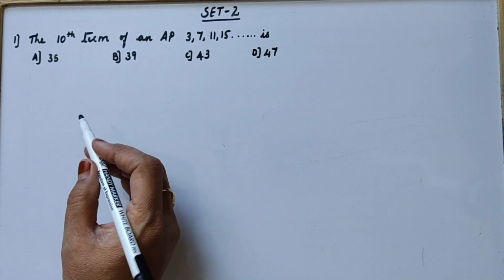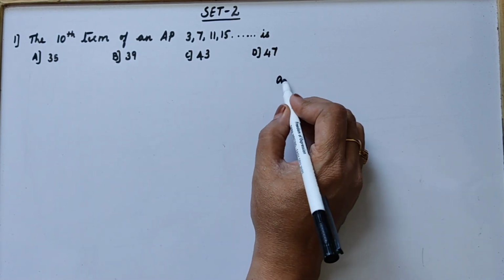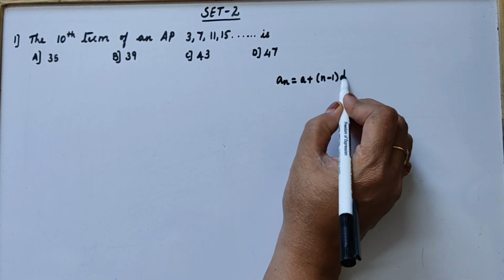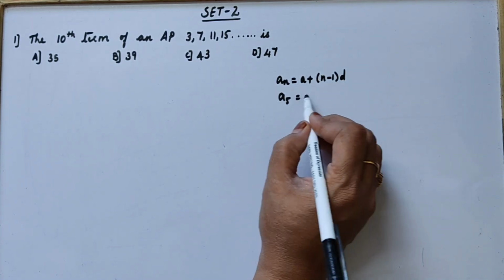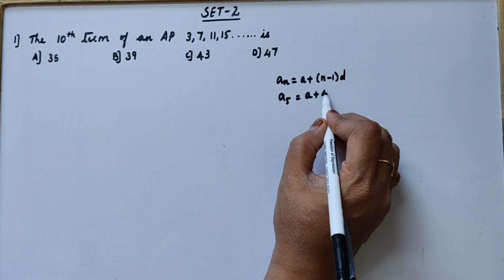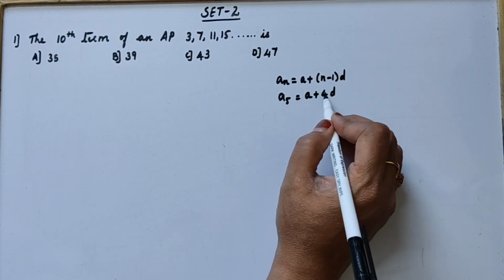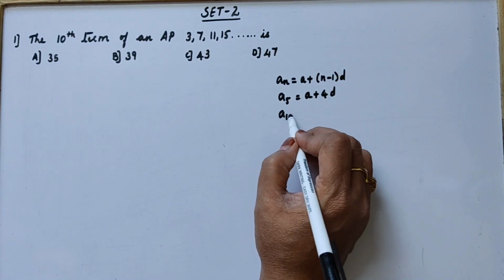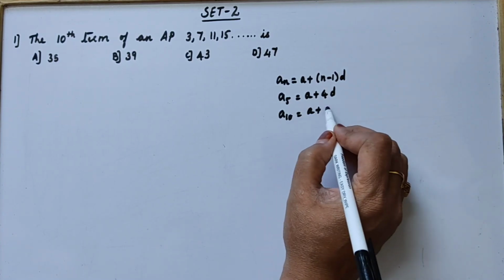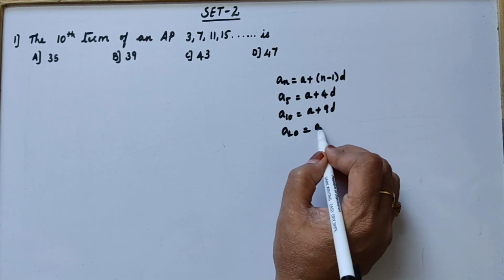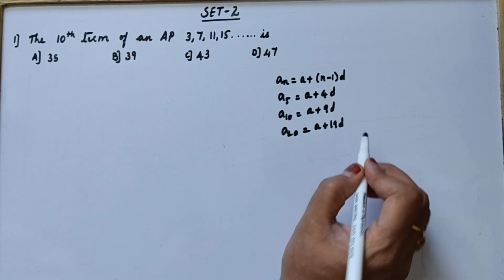So we know the formula an equals a plus n minus 1 into d. If we say a5 is nothing but a plus 4d, we reduce 1, n minus 1. So if it is 5, 5 minus 1 is 4. If we say a10 equals a plus 10 minus 1 is 9d. Or if a20 equals a plus 19d and so on.